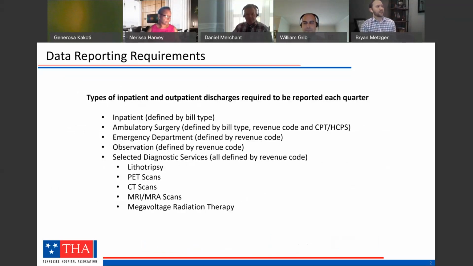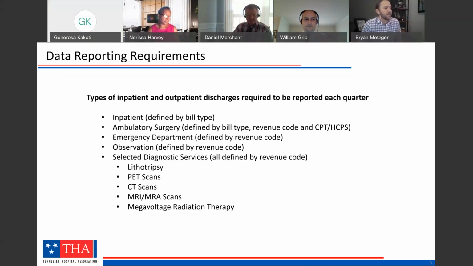As Generosa mentioned, hospitals are required to report inpatient and outpatient discharges. It's UB04 data, and that data is reported each quarter. We break those two high-level types of data into 5 different data sets. The first of those is inpatient, and that's defined by bill type. The other 4 are outpatient data sets that are typically defined by revenue code: ambulatory surgery, emergency department, observation, and selected diagnostic services, things like lithotripsy, PET scans, CT scans, etc.